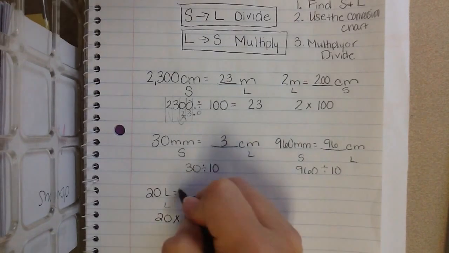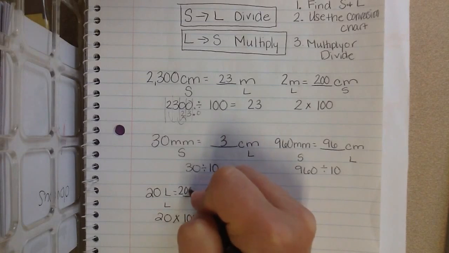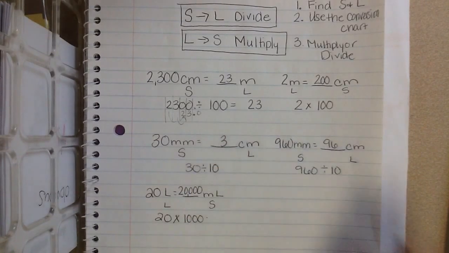So 2 times 1 is 2. How many zeros do I have? 1, 2, 3, 4.